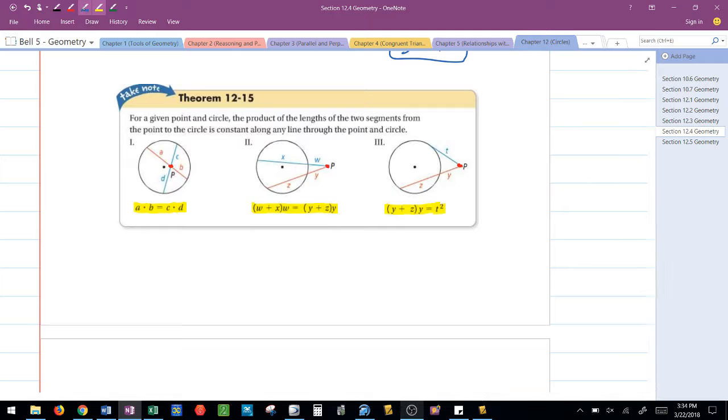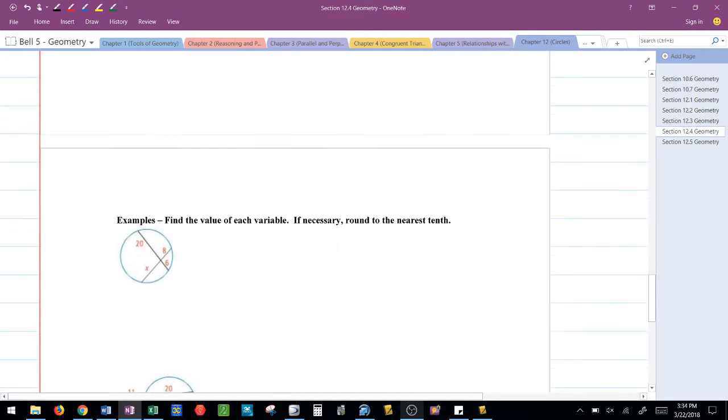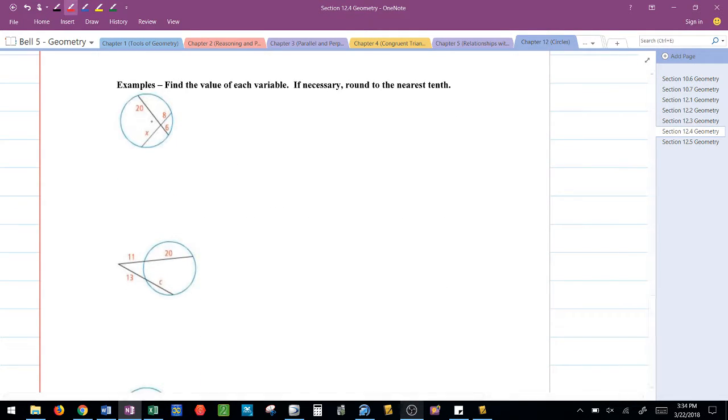All right, so let's take a look at a couple of problems, see how we can do. First problem here, I recognize the vertex is in. When the vertex is in, we're looking at a chord scenario. Chord says take 8 times x equals 20 times 6.